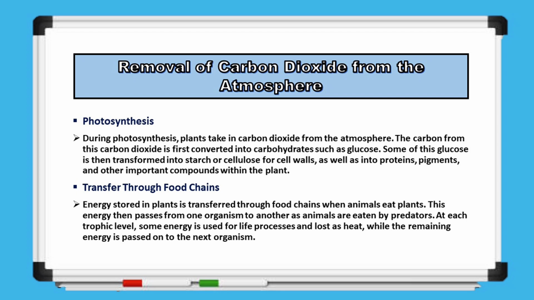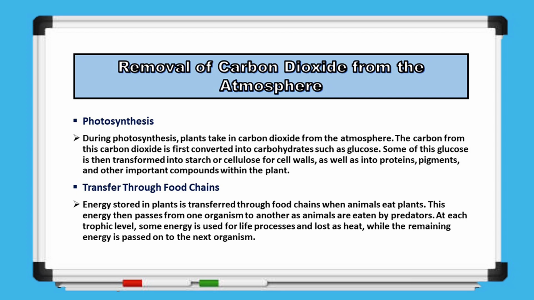One of the main ways carbon dioxide is removed from the atmosphere is through photosynthesis. During photosynthesis, green plants absorb carbon dioxide from the air and use sunlight to convert it into glucose. This glucose is then used to produce starch, cellulose for cell walls, proteins, pigments, and many other substances needed for plant growth. In this way, atmospheric carbon becomes part of the plant's tissues.